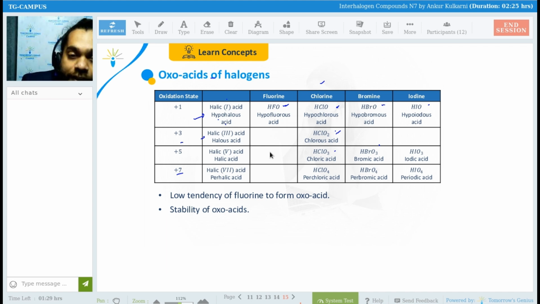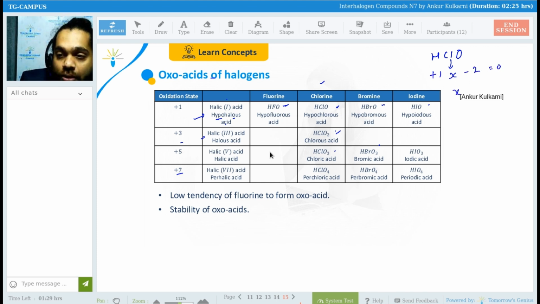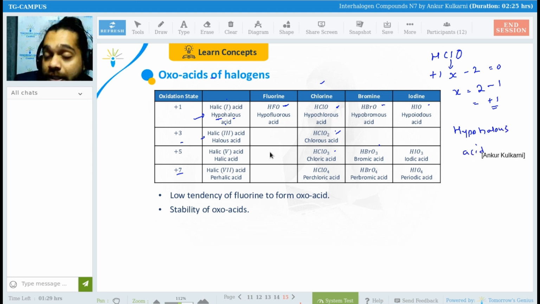So when it is +1, Anthony, we say hypohalous. How do we calculate +1? It is HClO. If you do not know how to calculate, I am talking about chlorine. So chlorine, I'll take it as X. This is +1, this is -2, equal to 0. So X is equal to -2 goes that side, +1 goes that side, it is +1. So if it is +1, we call it hypohalous acid. Halous means halogen, so it will be fluorous, bromous, iodous.